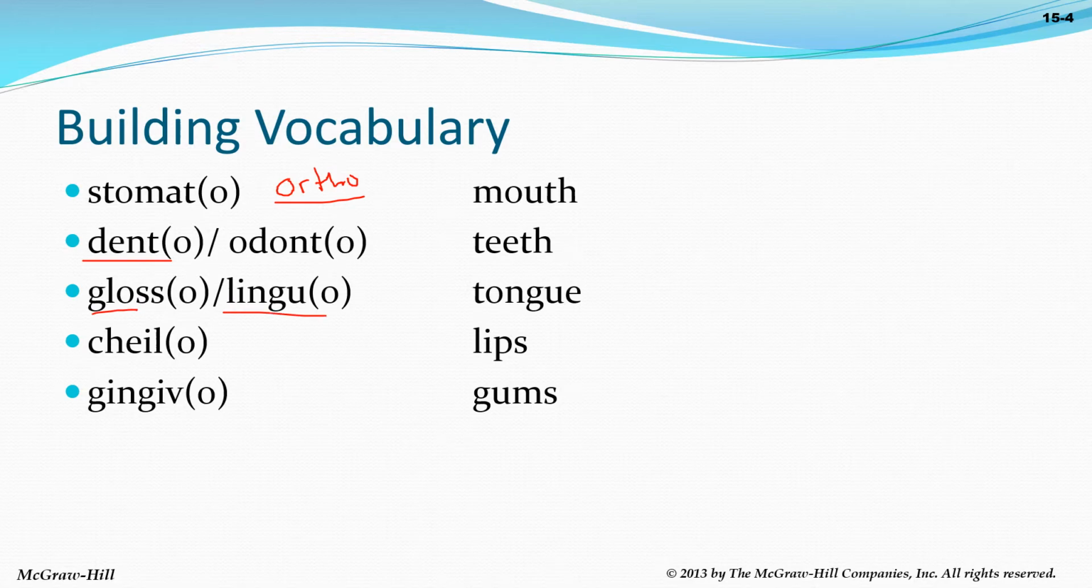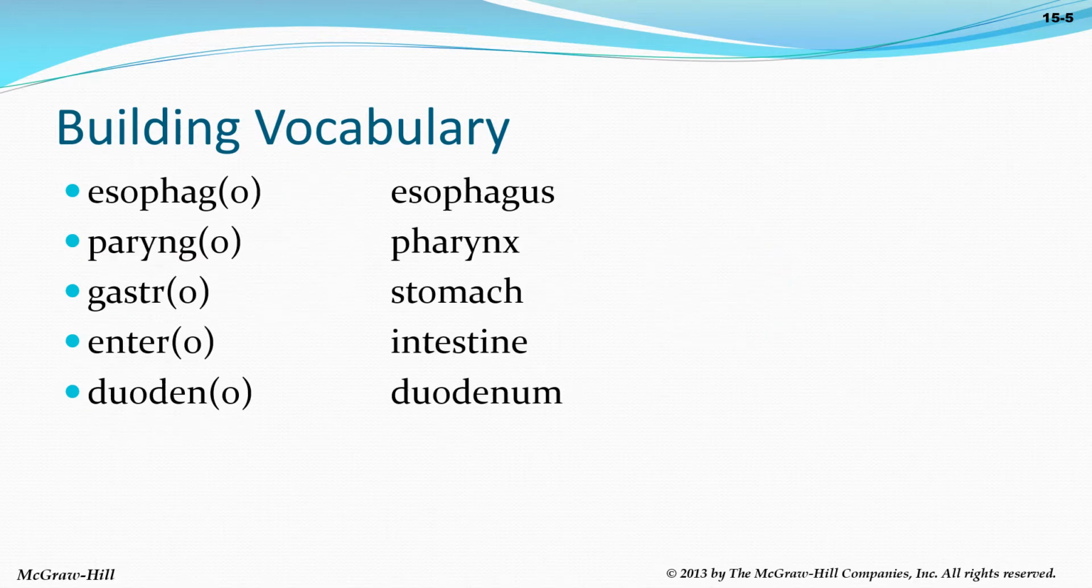Gloss for tongue, also lingual. Don't get that mixed up with glot. Remember, that's the place where your vocal cords are. Gloss is your tongue. Cheilo for lips. Gingivo for gums. You've probably heard of gingivitis, inflammation of the gums due to infection.